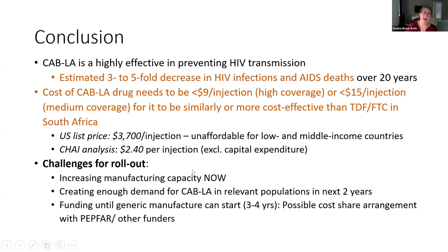We know by now that there are other challenges for the rollout of injectable PrEP. It's not just the price. Right now, the biggest problem is the manufacturing capacity of the sole manufacturer, which isn't quite up to demand. We also have to create enough demand for Cabalet in those populations over the next 2 years to see anywhere near those effects play out. And probably by the time at least when a generic manufacture will start, we will have to have cost share arrangements to bring the cost even further down than is currently envisaged, even with generic manufacture.